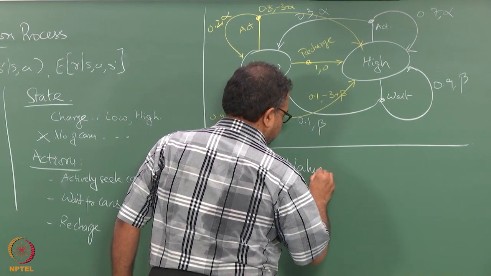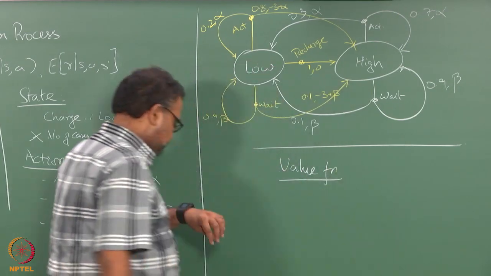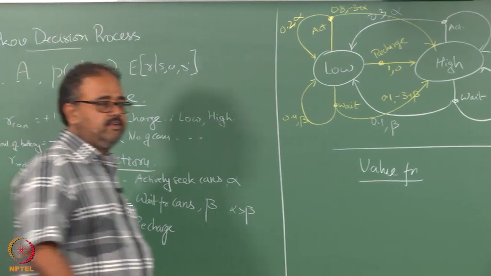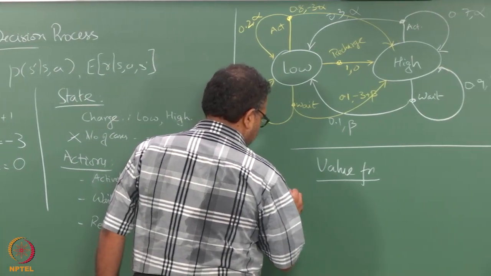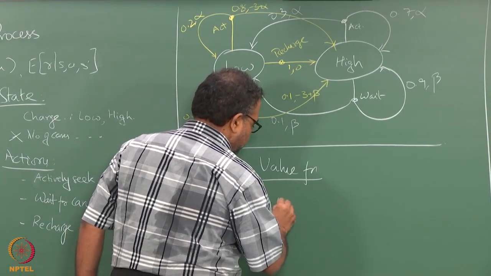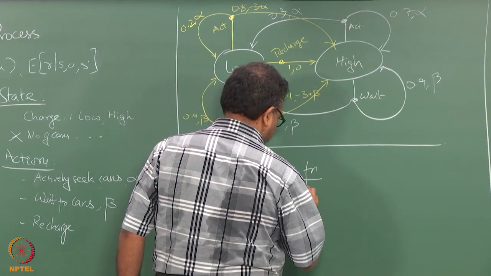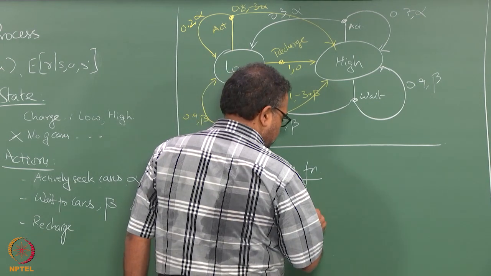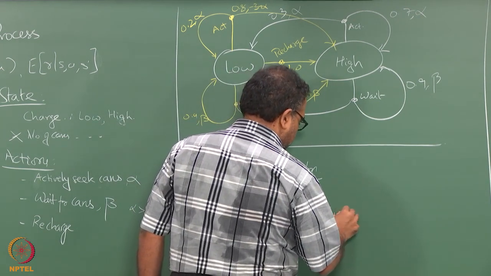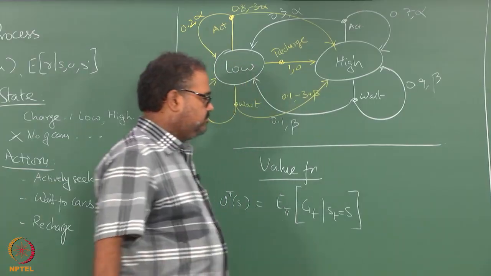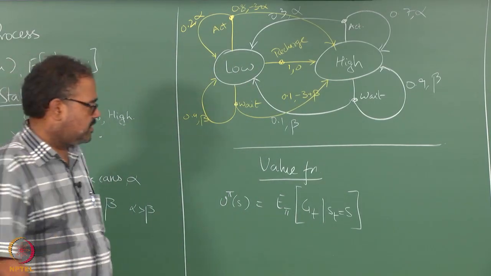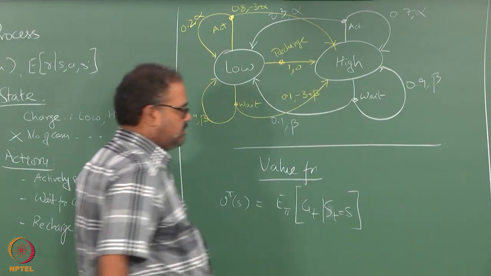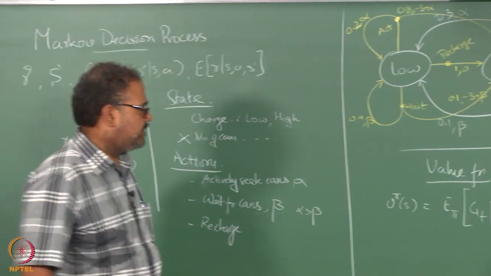So we are talking about value functions. People remember value functions? Right. So we defined value functions. We said V pi of S equal to expected value under pi of... right. And then we define Q pi.